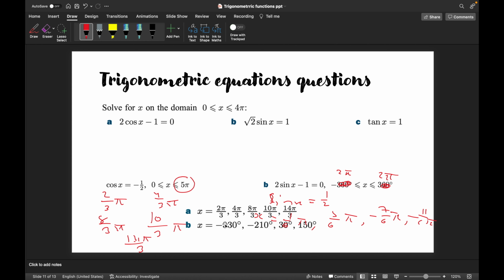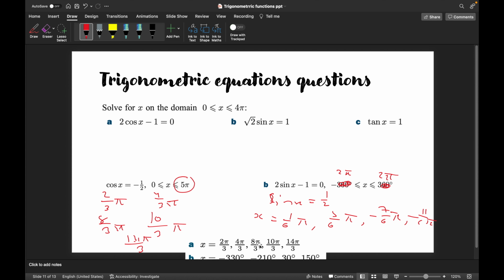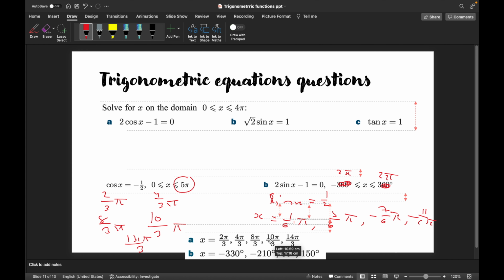Now let's look at the answer. Okay, we got 2 by 3 pi, 4 by 3 pi, 8 by 3 pi, 10 pi by 3, and 14 pi by 3. So we got this part correct. And now these are essentially the same, so it doesn't matter. But in the exam, do not do this. If they ask in radians, do that. If they ask in degrees, do that. Please do not mix up the values. You're going to lose a lot of marks.